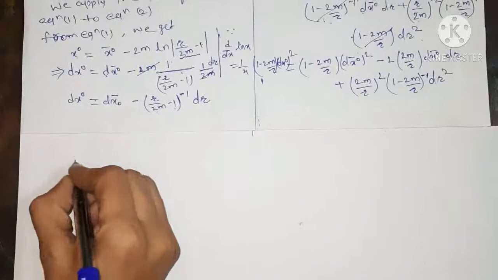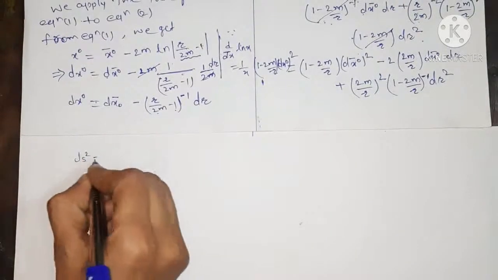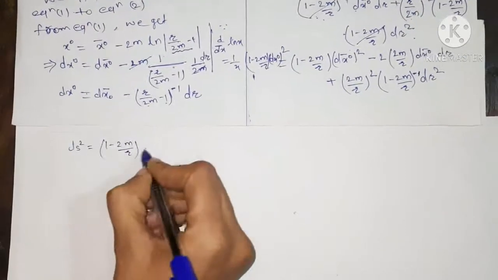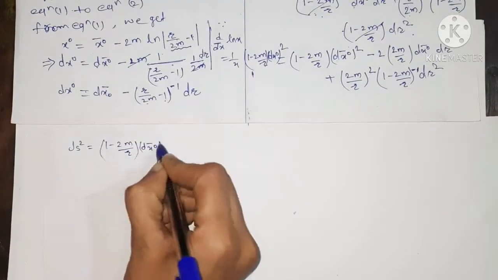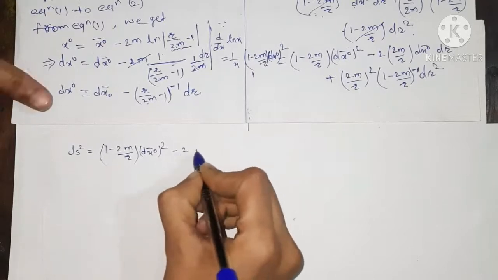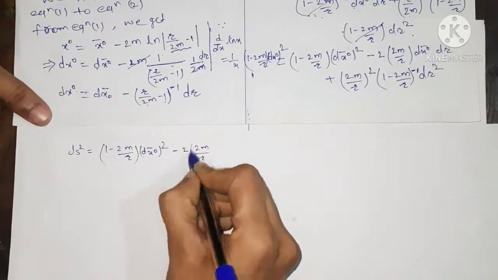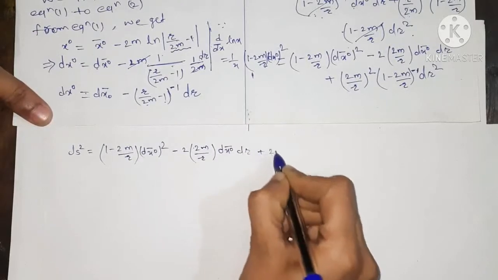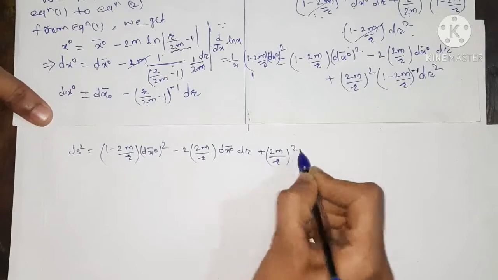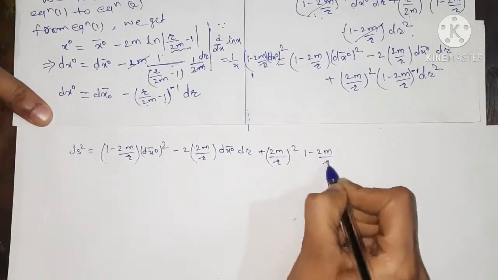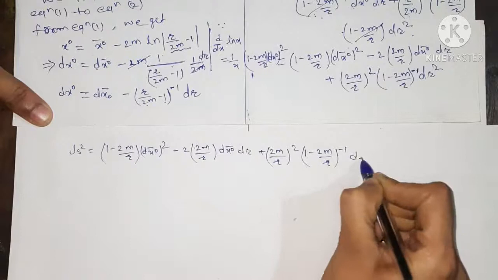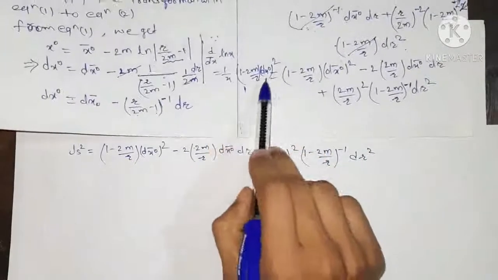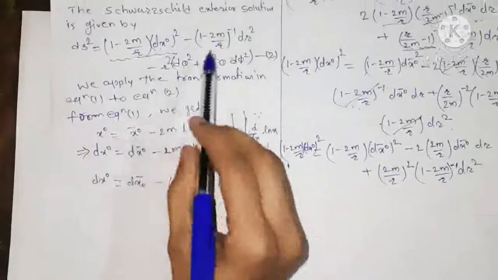Write this as dx square equal to (1 minus 2m/r) dx0 bar squared minus 2 times (2m/r) dx0 bar into dr plus (2m/r) squared (1 minus 2m/r) inverse dr squared. Okay, so this is a value we have substituted here, 1 minus 2m/r into dx0 square.